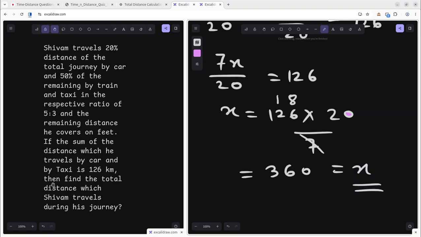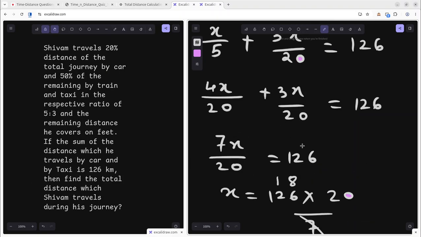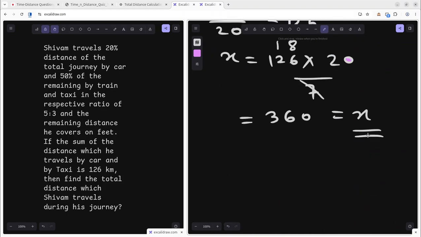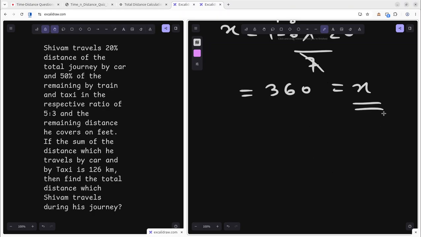In the question they asked, find the total distance which Shivam travels during his journey. In the beginning we took total distance as x. So here we already got the total distance x equal to 360 kilometer. So Shivam traveled 360 kilometer.